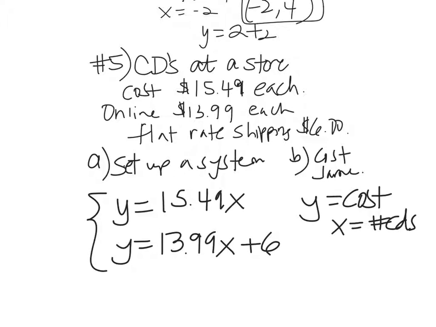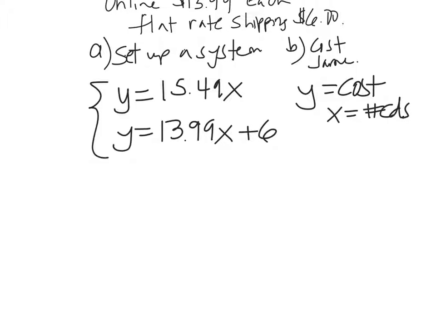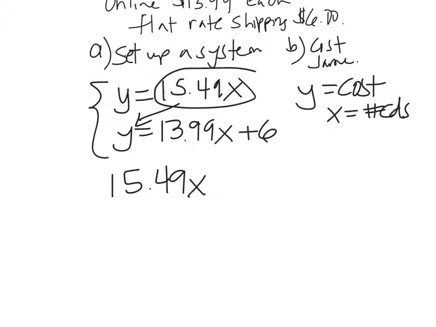And now what we're going to do is we're going to solve our system. So that's part A, is to set up. And we're going to practice this a lot on Thursday with word problems. The word problems are tough for people, but I want to get you kind of ready for it. All right, so now they're both equal to Y. So guess what you can do? Take 15.49X and plug it into Y. And this should make sense because we want to find out when this situation equals this situation. Right? We've kind of done this before.